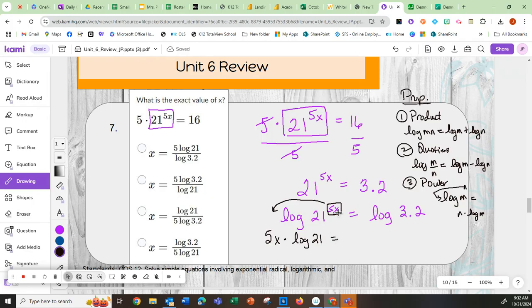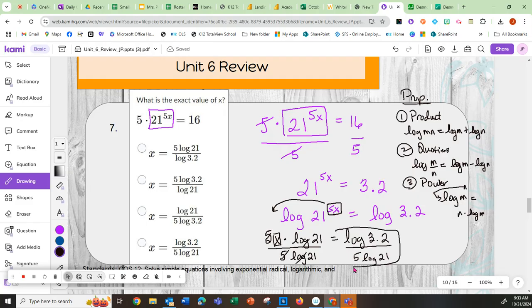Anytime we can take the variable that we're trying to solve for and move it out of the exponent spot, that's going to make our problem easier and more simplified and move us forward to solving. So we're solving for x. X is being multiplied by 5 and the log of 21. So we're going to divide both sides by 5 and log 21. Whatever we do to one side, we're going to do to the other. The 5's and the log of 21's will cancel.